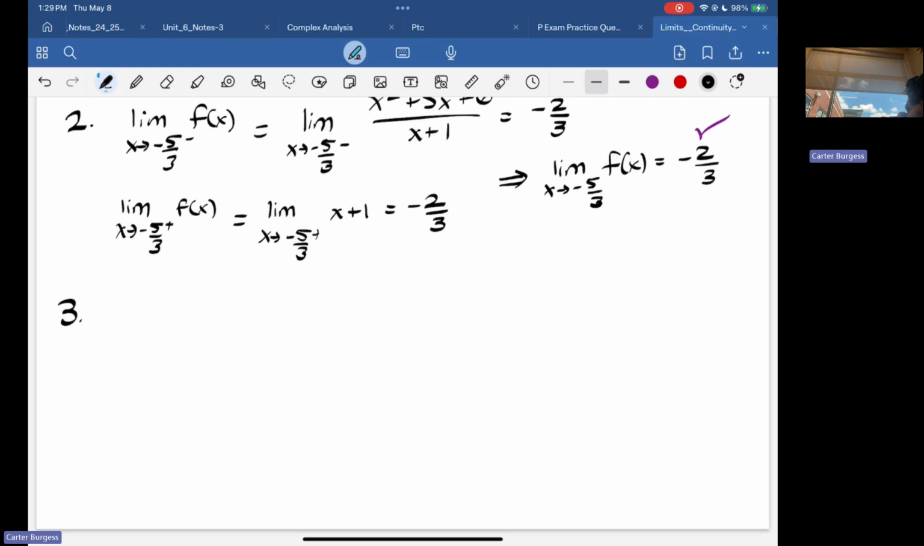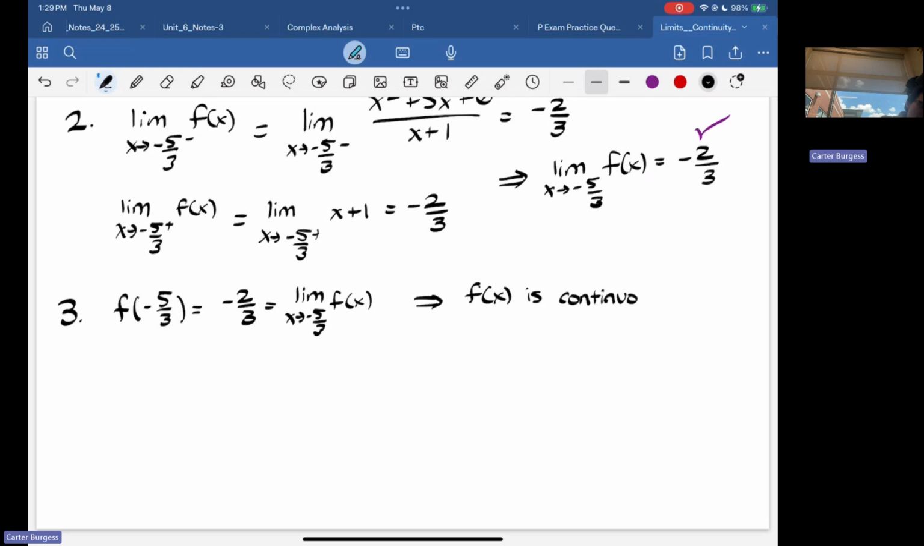Yeah, so now we're saying that, okay, our f of negative 5/3 we found was equal to negative 2/3, which is the same as the limit as x approaches negative 5/3 of f of x. Therefore, f of x is continuous. You could say everywhere here, like you could literally write the word everywhere. I'm gonna make it a little bit fancy and math jargony. This is just basically saying everywhere.